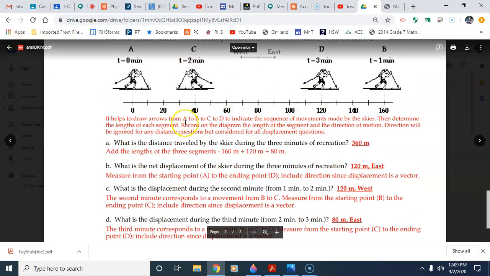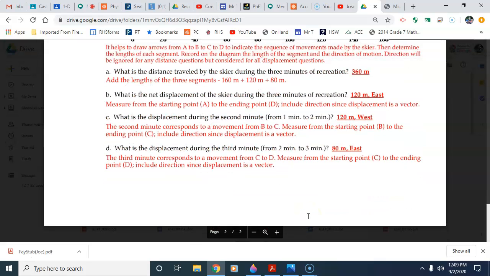That would be from here to here. We're on the 40 position mark to the 120. That would be 80 apart, 80 east, because that's where point D is at 3 minutes, right there. The minute stuff wasn't necessary to do the calculation, other than knowing that's when you were at those points. We okay with all that, guys?